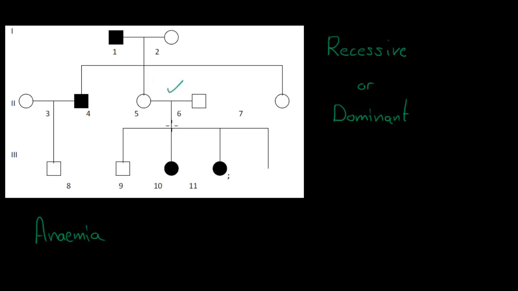Now, since we have the couple that we need, which is this one here, we start making different theories. Now, imagine that anemia is a dominant disease. So capital A stands for anemia, and the small a stands for healthy. This means that these individuals here will have genotype aa. They will both be homozygous recessive because this is the only way that they can be healthy. And you know that they are healthy because they are not shaded.